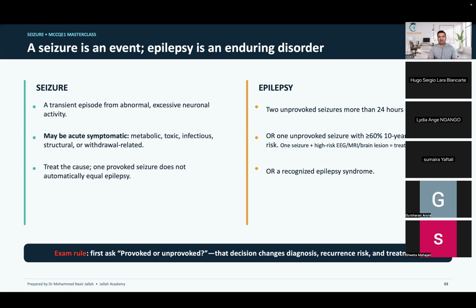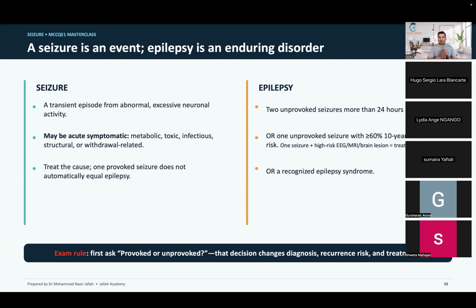A seizure is an event. Epilepsy is an enduring disorder. So seizure is just like an attack, like an incident, like an event, but epilepsy is an enduring disorder. It's a disorder. Not every seizure is epilepsy. A seizure is a transient episode from abnormal excessive neuronal activity.